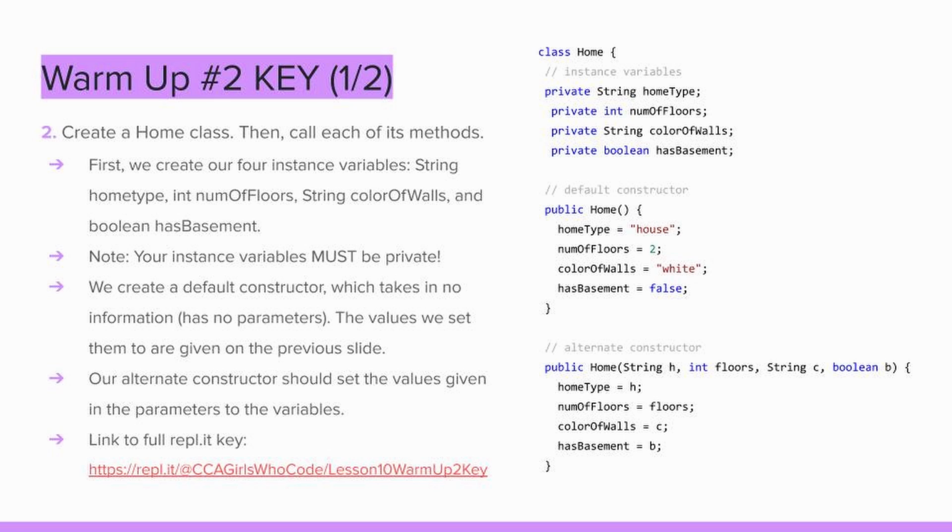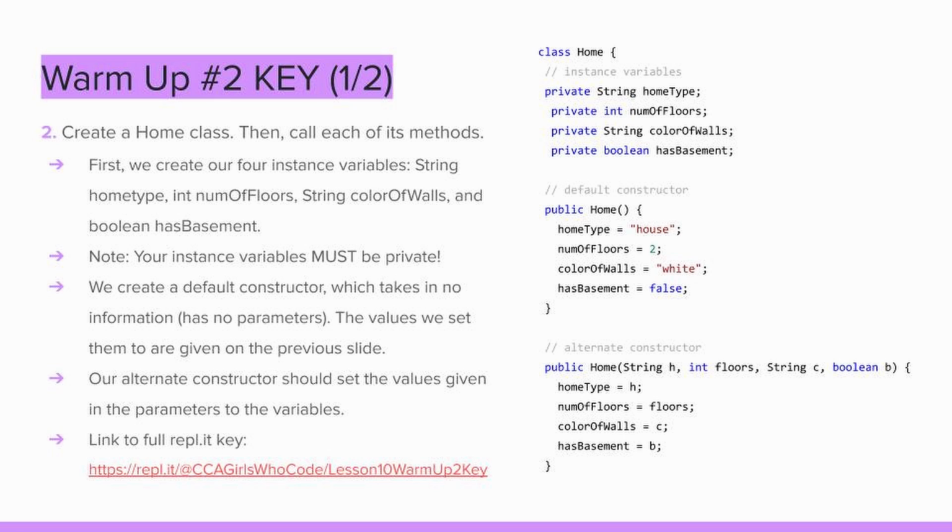Here's the key. First, we'll make our home class and create our instance variables. Home type and color of walls will be strings, number of floors will be an int, and has basement will be a boolean. Private is a modifier that we can use with variables. When we make a variable private, it cannot be accessed by outside classes. This means if we want to modify the variable, it has to be done inside the class where we made the variable. In this case, that would be our home class.